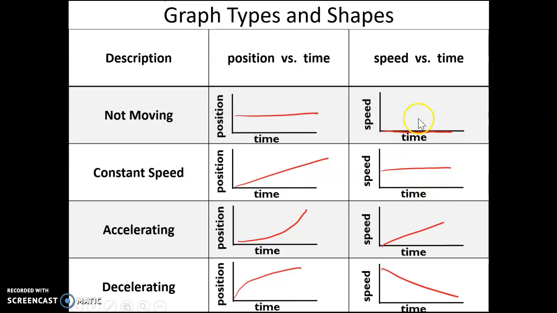But when you're looking at speed versus time, your graphs look a little bit different, because your speed is 0 when you're not moving, or your speed is constantly a number when it's moving at a constant speed. So it's a flat line, all that kind of stuff. And so we want to be able to actually translate between them.